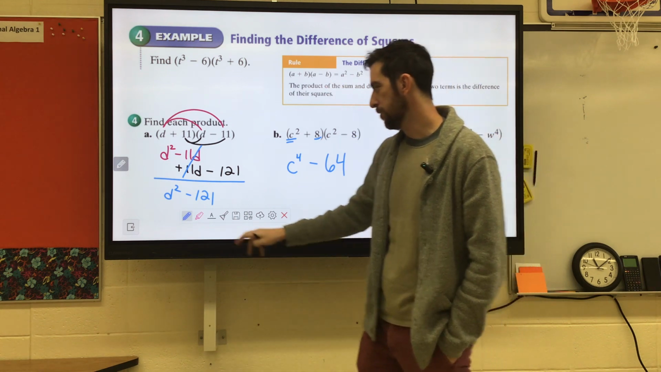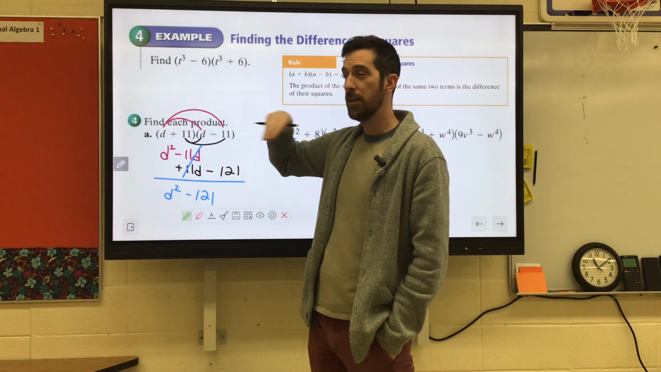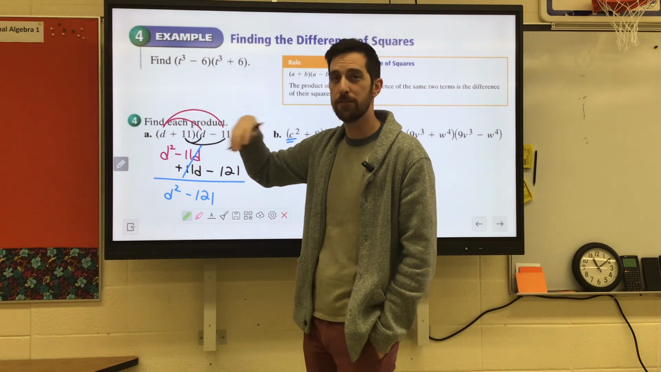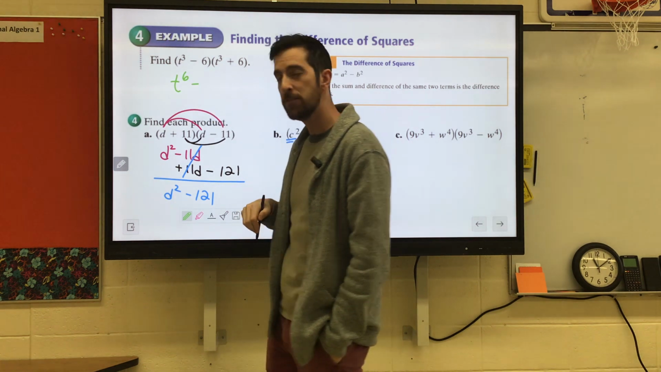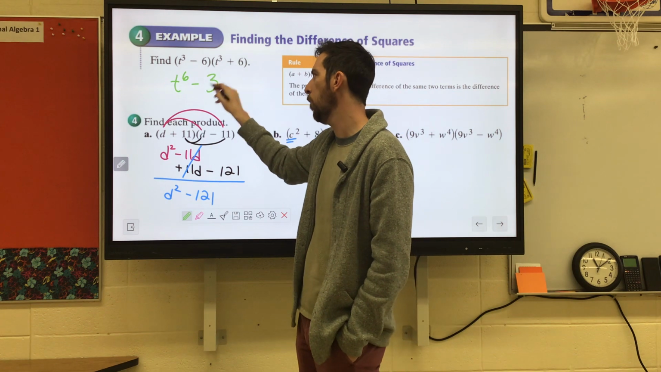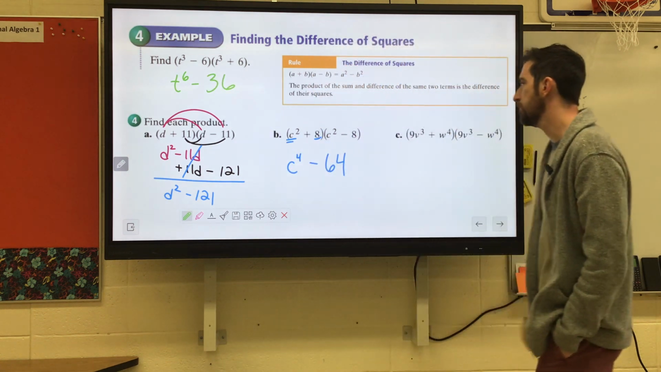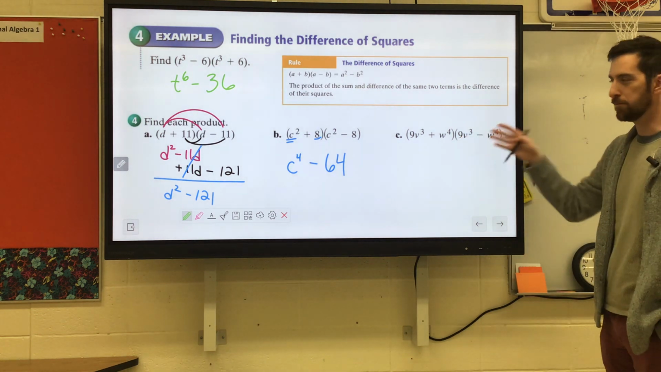Let's try this first one. T to the 3rd minus 6 times t to the 3rd plus 6. You square the first term. T to the 3rd times t to the 3rd would be t to the 6th. Put a minus, and then you square the last term. 6 times 6 is 36. Woo-hoo! Fun! If you look at C, same thing, except a plus and a minus.